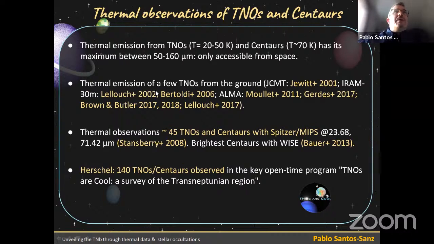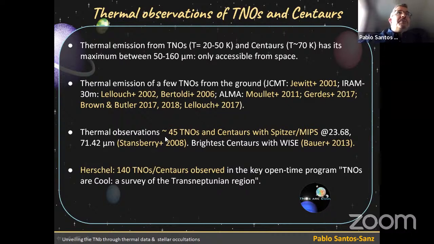From the ground, we also can observe the thermal emission of these objects. In fact, we have data from radio telescopes on Earth, like IRAM, JCMT, and also ALMA in recent times. And we can also obtain, of course, we are not at the peak of the thermal emission, useful data.